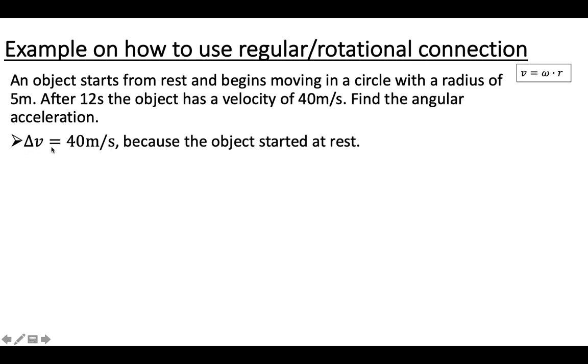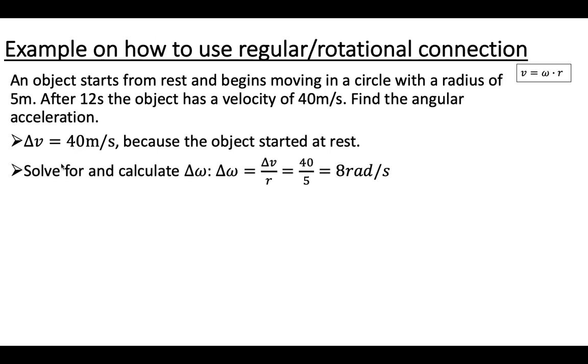Okay, well, our delta v, or how much did our regular speed change? It changed by 40 meters per second because the object started at rest. We went from 0 to 40, so how much did it change? It changed by 40. Okay, so now we're going to solve for and calculate delta omega.